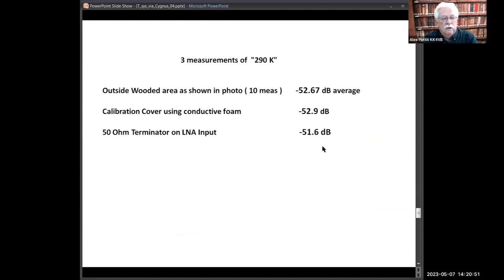So this is just a rough comparison between the wooded area shown in the picture, and I did it 10 different times, and came up with about 52.5. The cal cover with the foam is 53, and the 50 ohm resistor is 50.5. So they vary a little bit, but they're in the ballpark.